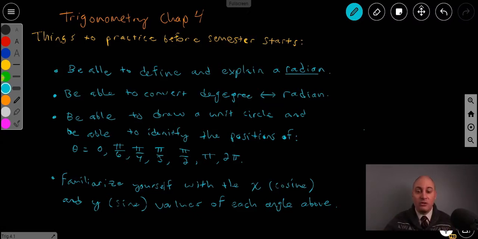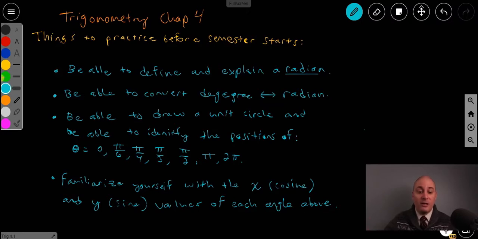The third thing is to be able to draw a unit circle and identify the positions of these angles. These are angles here. This little symbol here is the Greek letter theta, and when we talk about angles, they'll tend to use that in a lot of textbooks. Sometimes they'll use X, but I think theta is better. We'll see that a lot.